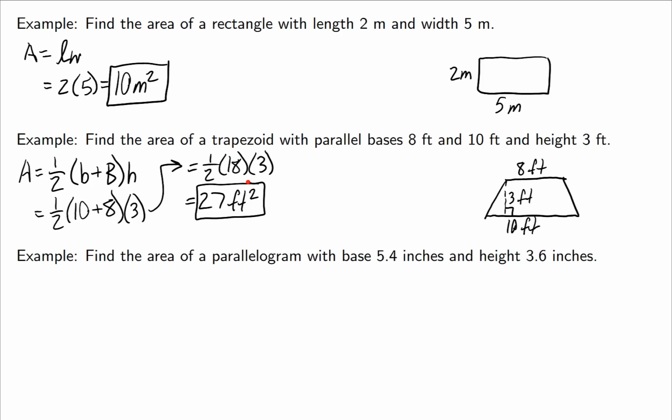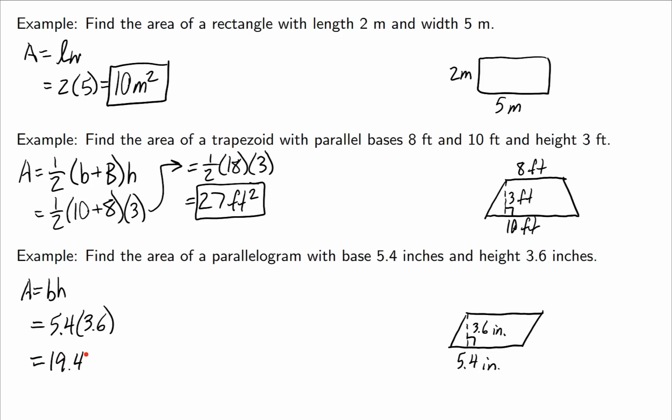Last example, find the area of a parallelogram with base 5.4 inches and height 3.6 inches. So remember, a parallelogram has two pairs of parallel sides, and the height needs to be perpendicular to the base with this 3.6 inches. Now, you probably don't need the picture for all of these, but it helps us to see what's going on. The area of the parallelogram is simply base times height. The base is 5.4 inches, the height is 3.6 inches, and I get 19.44 inches squared.